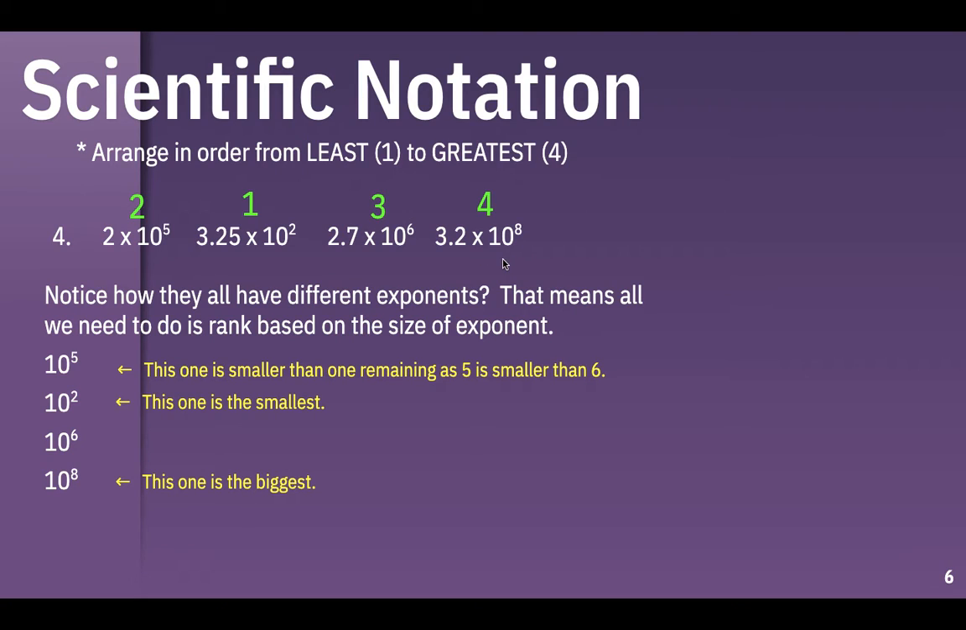So just a recap on this one. When everything's in proper form, scientific notation, and they have different exponents for each one, we just look at the exponents. Our largest exponent, in this case 10 to the 8th, is going to be our biggest number. Our smallest exponent, 10 to the 2nd, is going to be our smallest.